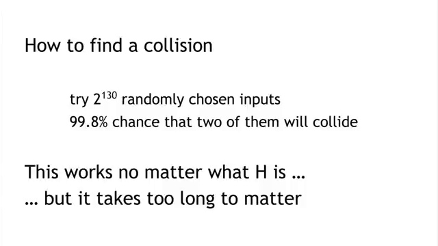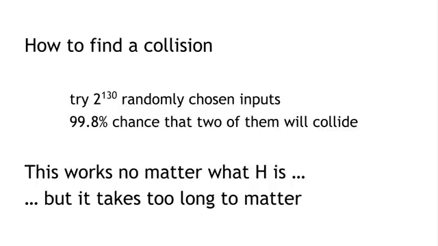Let me tell you how to find a collision, because there's a method that's guaranteed to work. We pick 2 to the 130 randomly chosen inputs over on the left cloud of that previous diagram. If we pick those 2 to the 130 randomly chosen inputs, there's a 99.8% chance that at least 2 of them are going to collide. So this is a very simple method for finding a collision. It works no matter what the hash function is, but of course the problem is that this takes a very, very long time. You have to compute the hash function 2 to the 130 times, and that's, of course, an astronomical number.